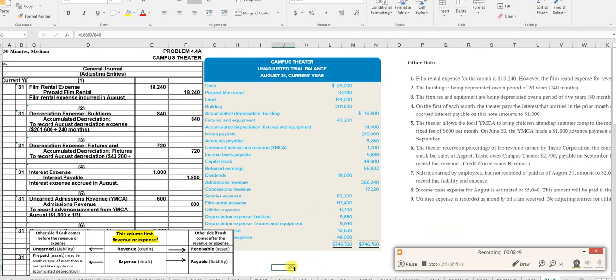Okay, but now I want to do my furniture and fixtures, so I can go up here. My furniture and fixtures has 43,200 in it, and I'm dividing them over 5 years or 60 months. So I'll just go ahead and divide it by 60 months to get the depreciation per month. I have 720, so I have depreciation expense and accumulated depreciation for 720. I can see how many months old the furniture and fixtures are, because I've got 14,400 in it, and I'm depreciating at $720 a month, so they are also 20 months old.